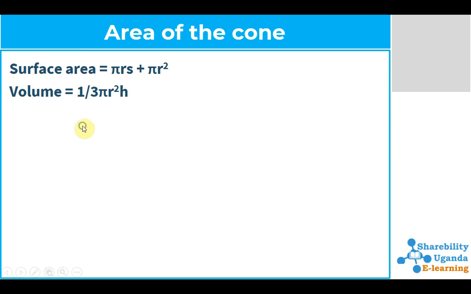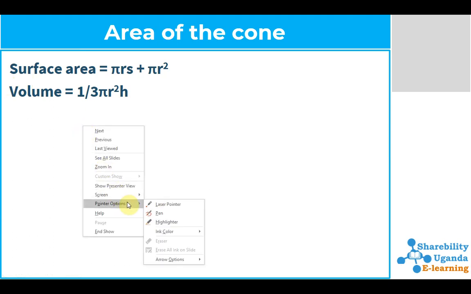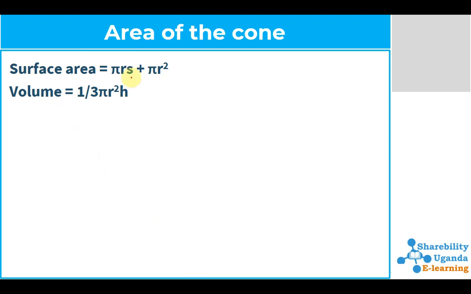Okay, let's have a drawing of the cone here, and we see how we shall derive these formulas. We've been given that the surface area of a cone is equal to pi r s plus pi r squared. How did this come about? That's what we are going to look at. Then the volume is 1 over 3 pi r squared h. So how did this come about? We shall see how they came up with pi r s plus pi r squared.